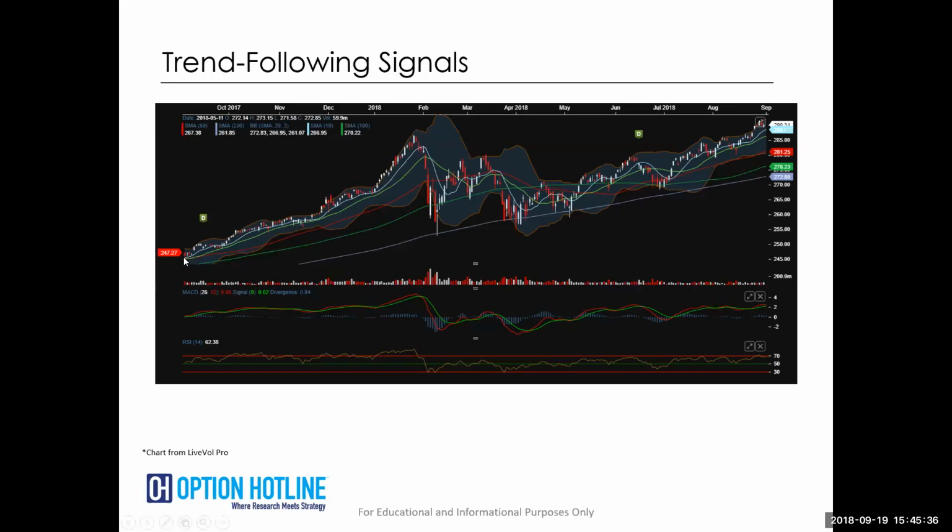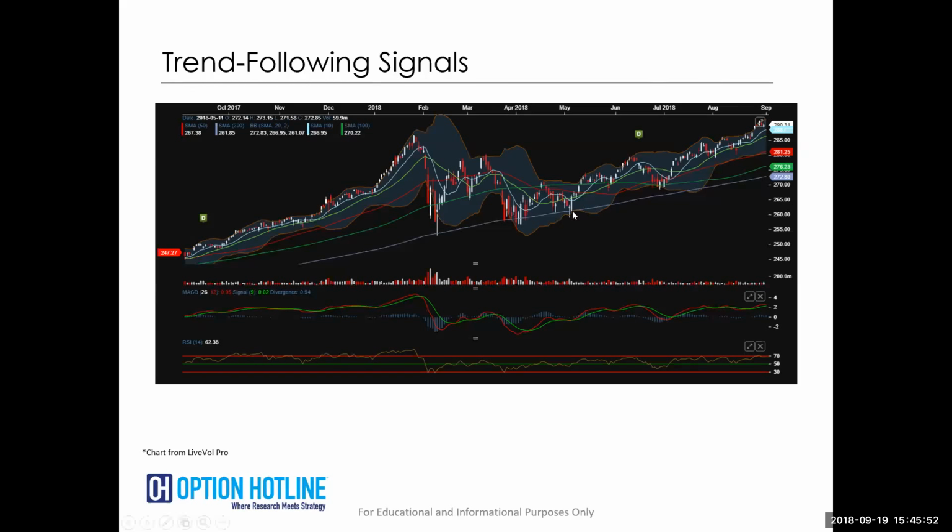So last year at this time, the S&P was trading at 247. At the end of August, it was trading at about 290. So there was a good return in the market, obviously. We had about a 20% return over that 1 year period.